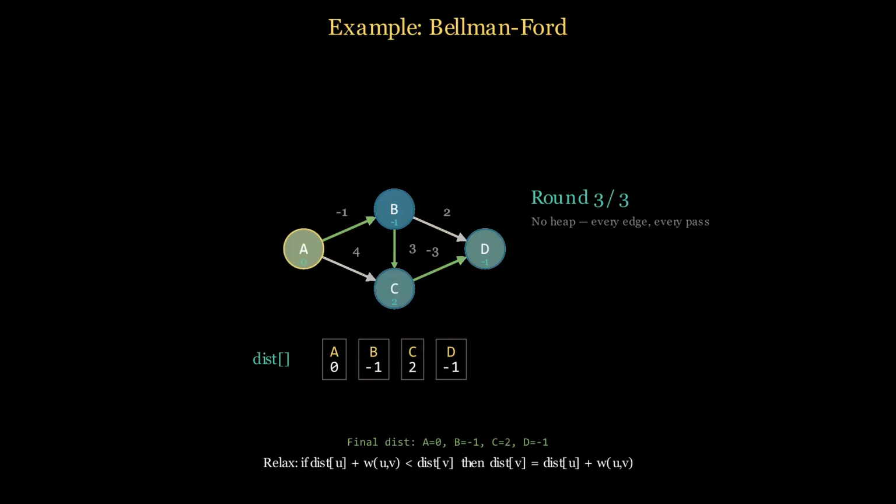All 3 passes are done. The green edges show one shortest path tree from A. The dist row is the final answer for this graph.